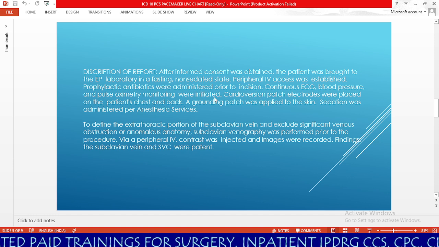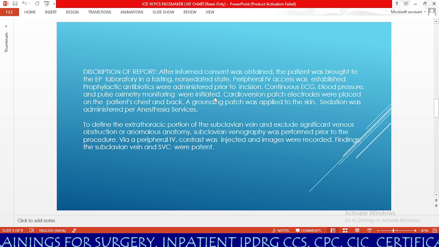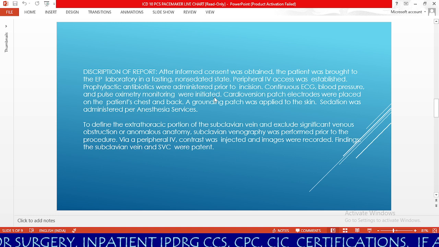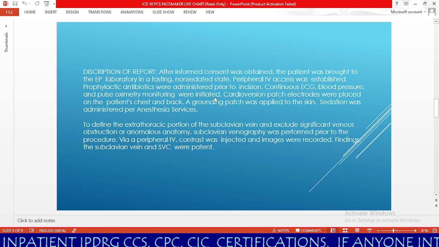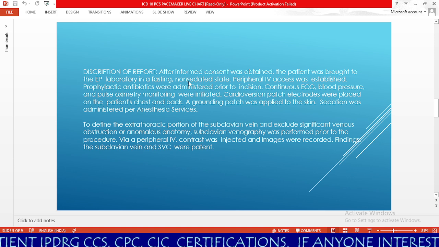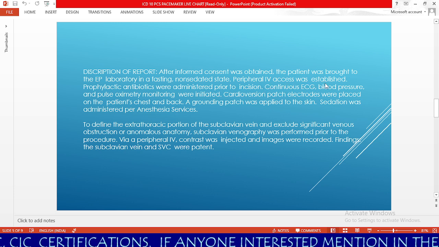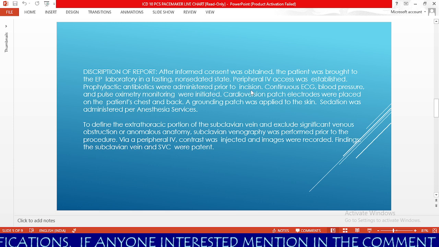So, description of report. After informed consent was obtained, the patient was brought to the EP laboratory. Basically EP means electrophysiology laboratory, in a fasting non-sedated state. So here the patient is not sedated, that's why they have mentioned non-sedated. Peripheral IV access was established. Prophylactic antibiotics were administered prior to incision.